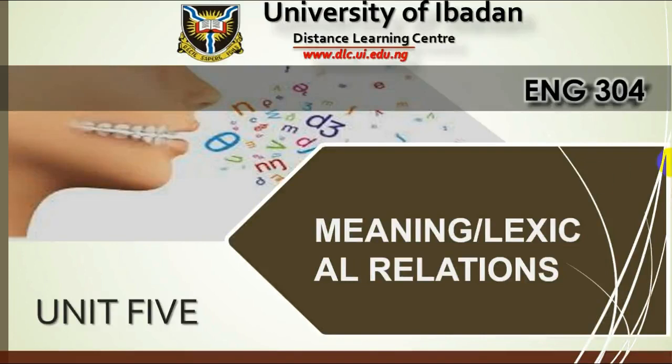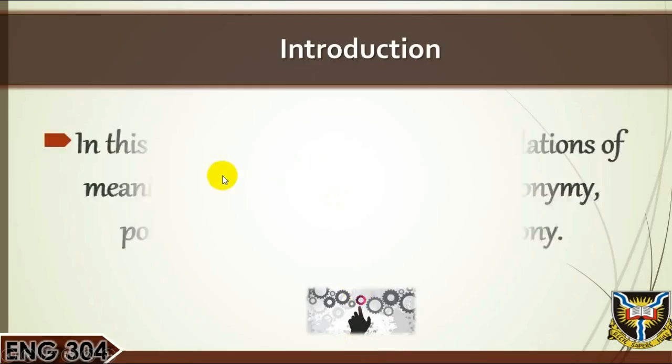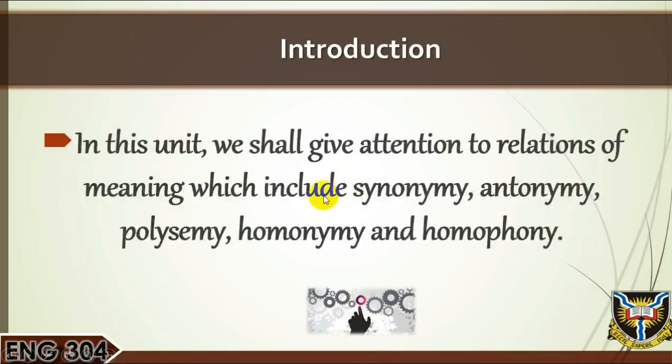Study section 5. Meaning or lexical relations. Introduction. In this unit, attention shall be given to relations of meaning, which include synonym, antonym, polysemy, homonym, and homophone. Each of these will be considered in terms of its definition and semantic value.